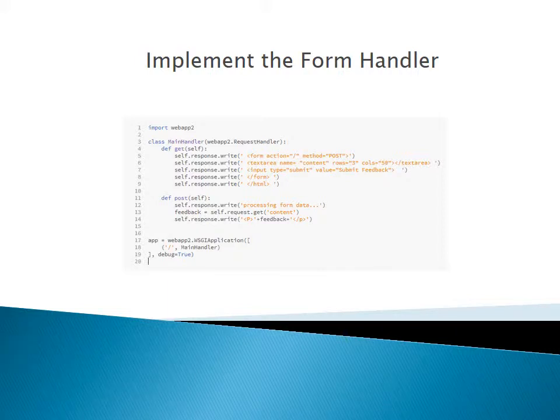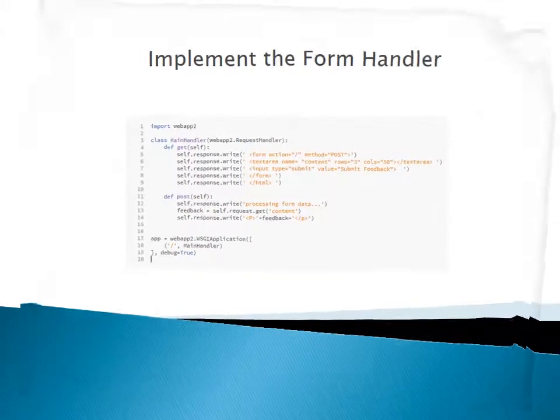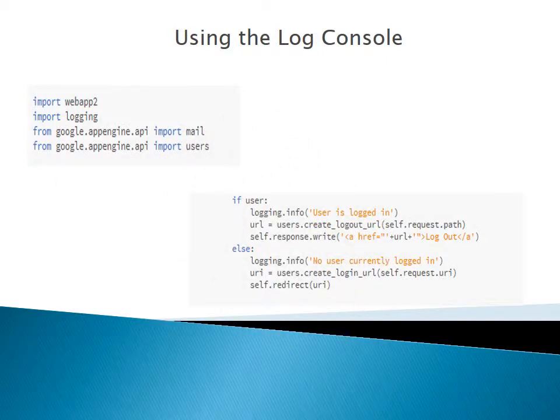I am now implementing the form handler. The current method in the request handler is getSelf. To respond to a post method, I need to add another method called postSelf. If users are logged in, then the user is able to proceed. However, if they aren't, then the user is redirected to the login page.